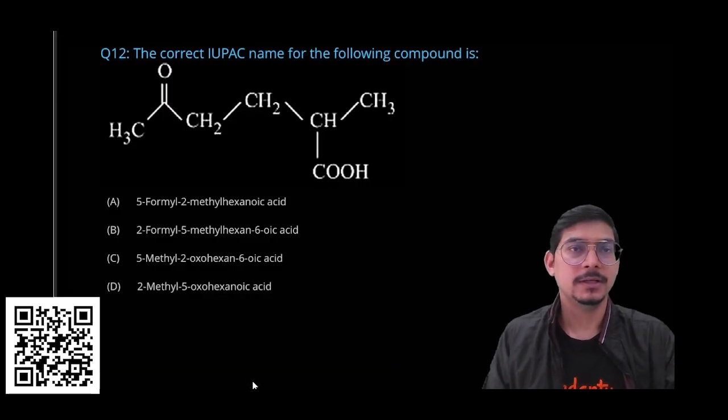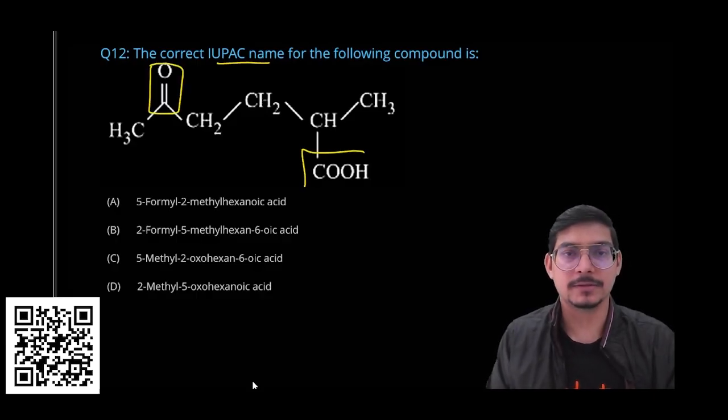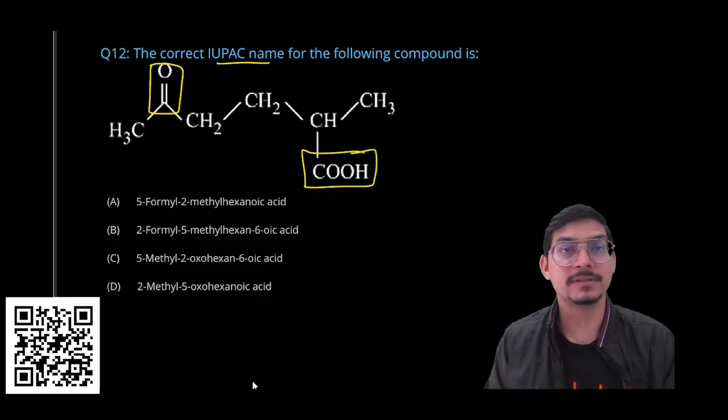Hi everyone. In this question, we are given an organic compound and we have to find out the correct IUPAC name for the given compound. As we can see in this compound, there are two functional groups. One is this carbonyl functional group, which is actually a ketone, and another is this carboxylic acid, which is the principal functional group here because it comes first in the priority order. It comes before the ketone.